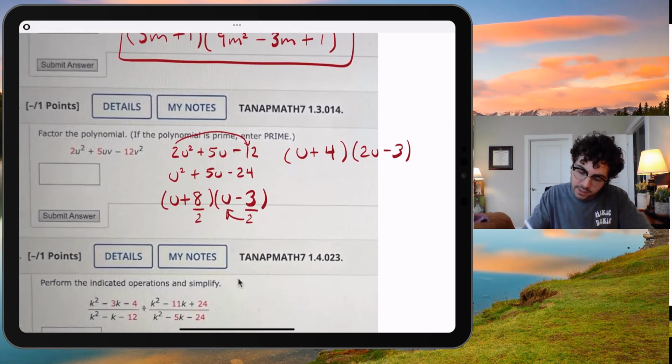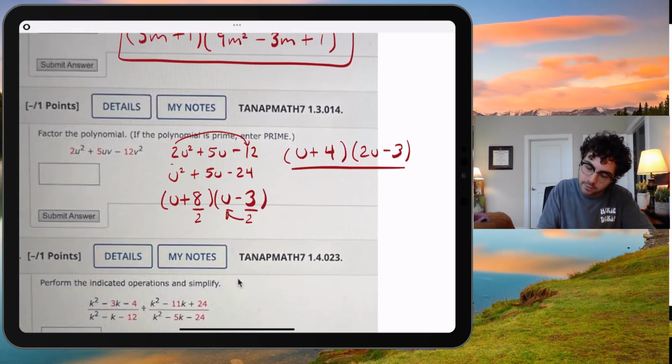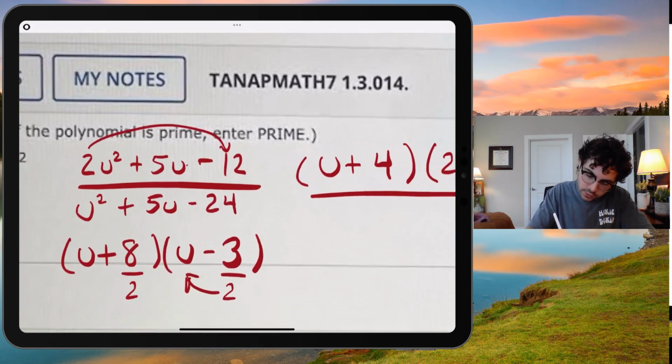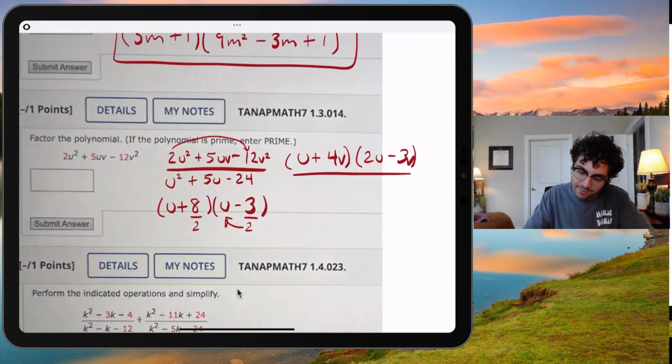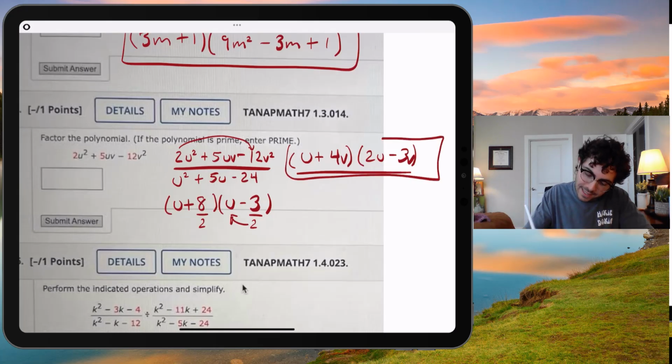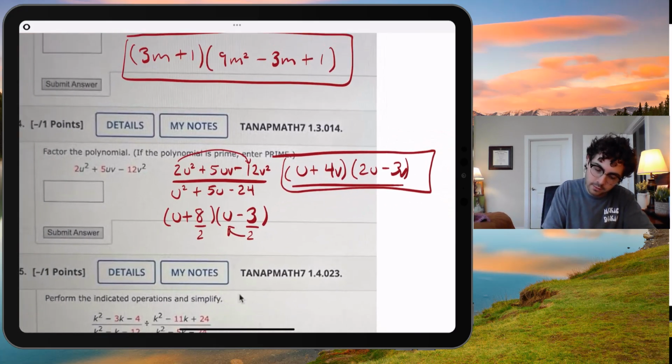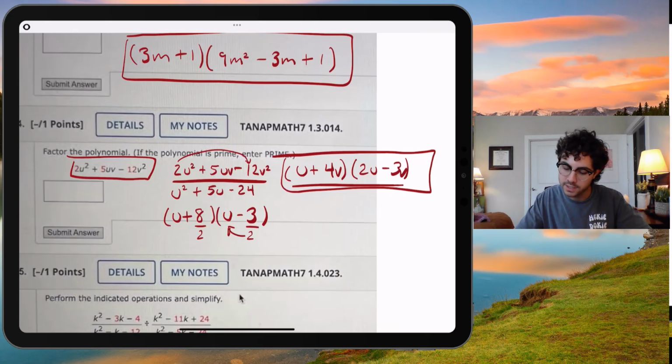Now, these are the factors, again, of this. So all we need to do is introduce the v here, the v squared here, which means we actually just need to tack on v to the two factors we have here. And these should be the factors for this polynomial expression.